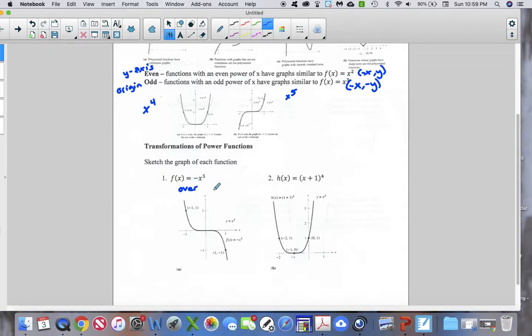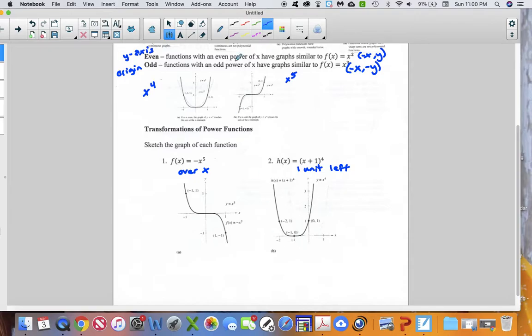And that's the same as what you've been used to over x, just flips him down. And then this guy, the plus 1, since he's in parentheses, is going to move him 1 unit to the left. 1 unit left. Because plus 1 actually means left 1, so instead of him being at 0, 0, he's going to be at negative 1, 0. Okay, so pretty basic to start with.